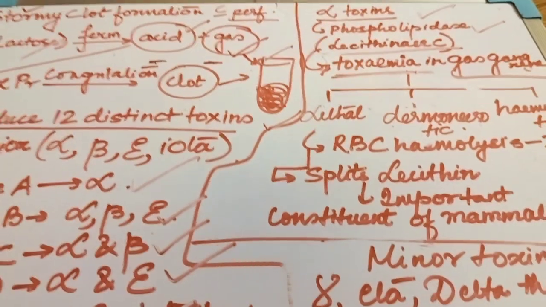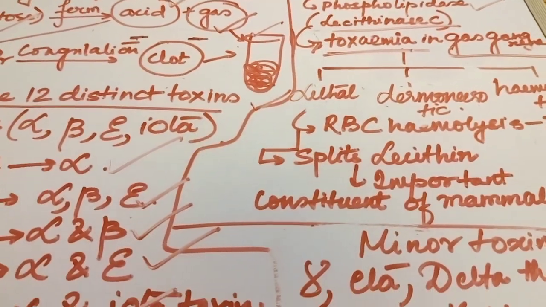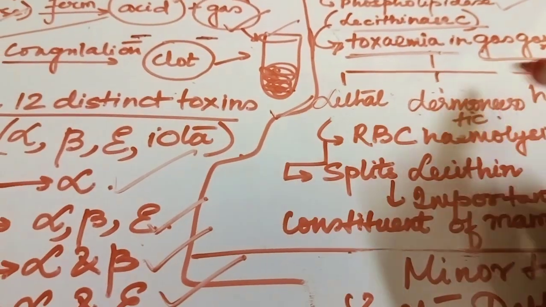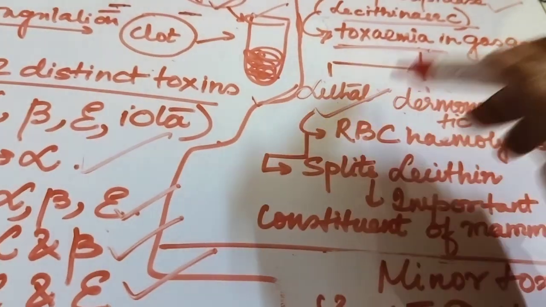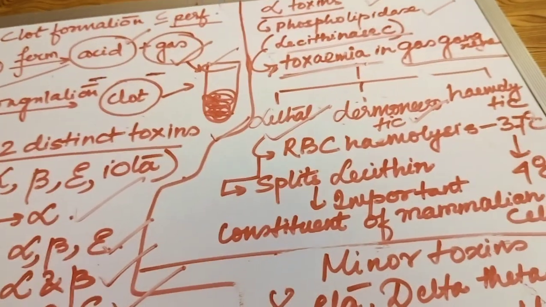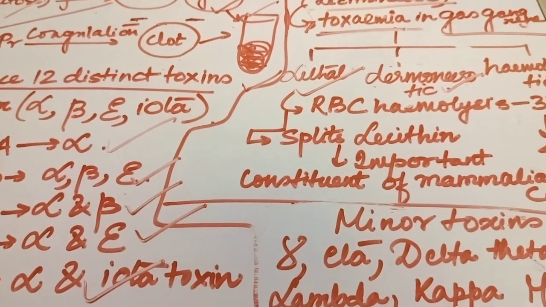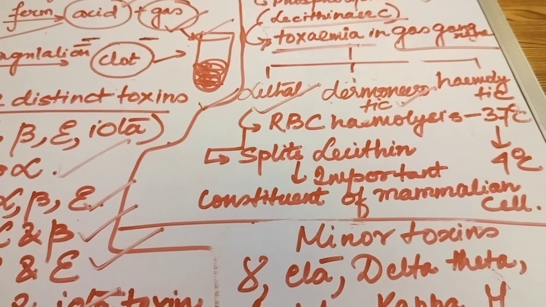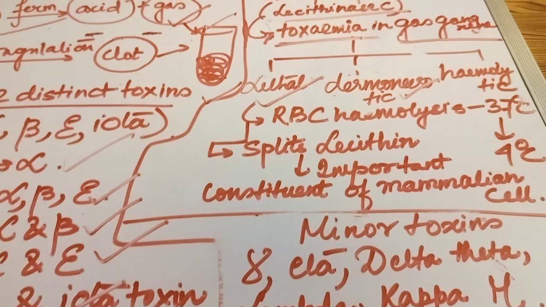Now you understand that this is lecithinase C. So where do you find this lecithin? That is a very important factor. That's why this toxemia is further differentiated as lethal. Yes, it is lethal. Dermonecrotic, that means the dermal layer undergoes necrosis, that is accidental cell death induced by this particular toxin, and slowly the cell starts to die. And also hemolytic, that is another important point.